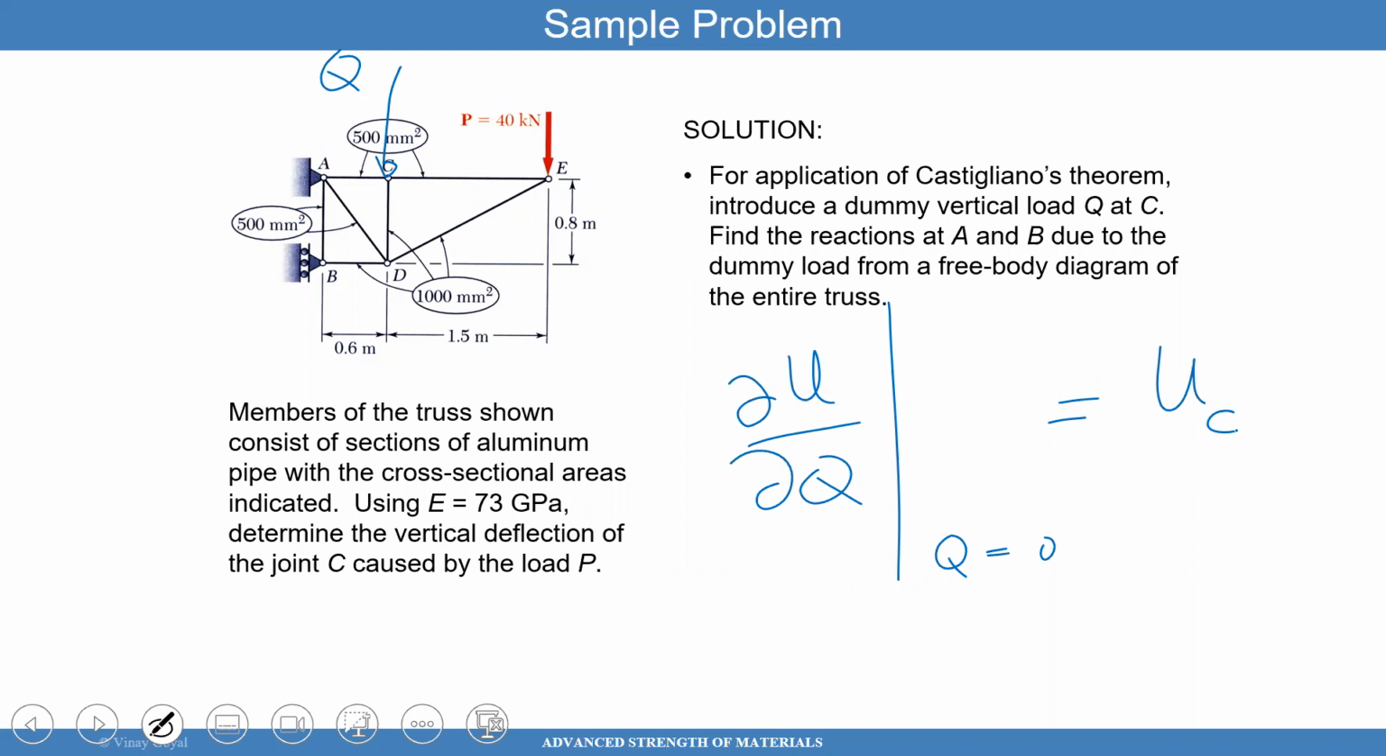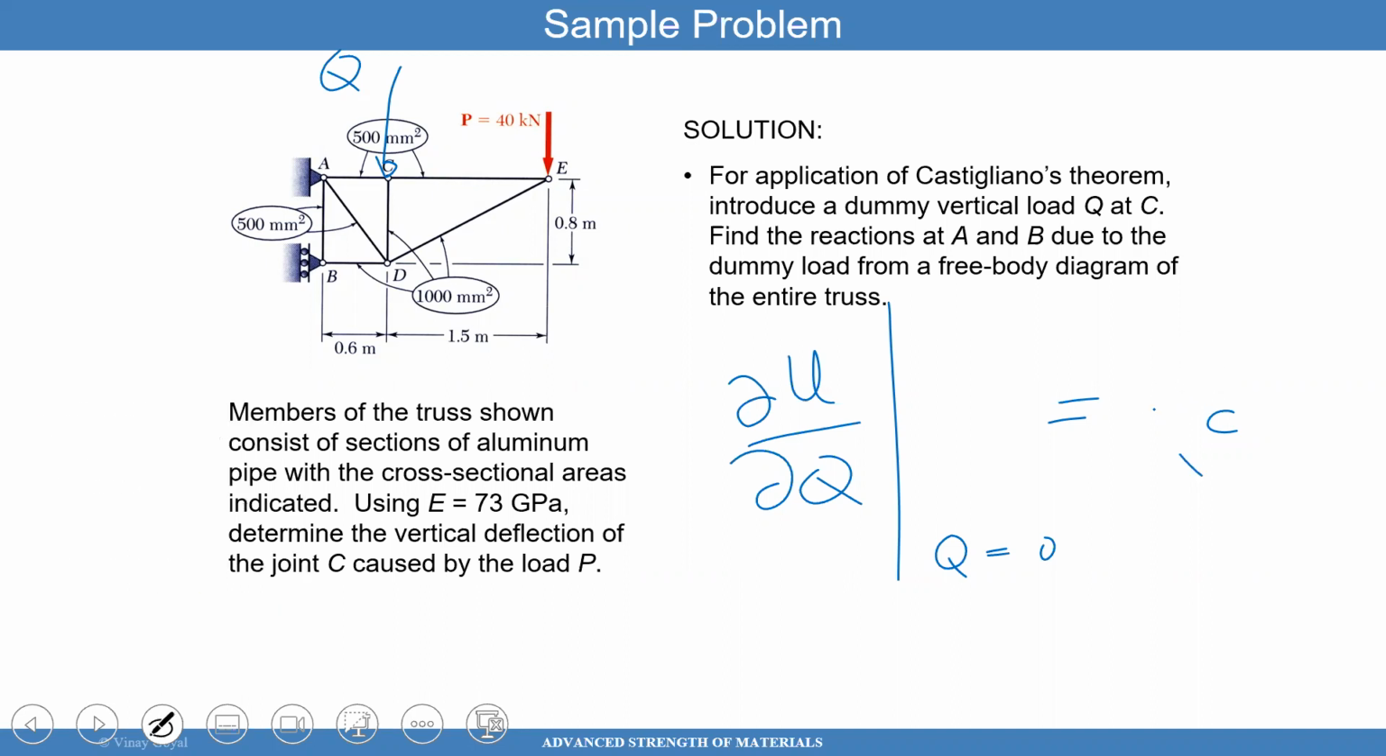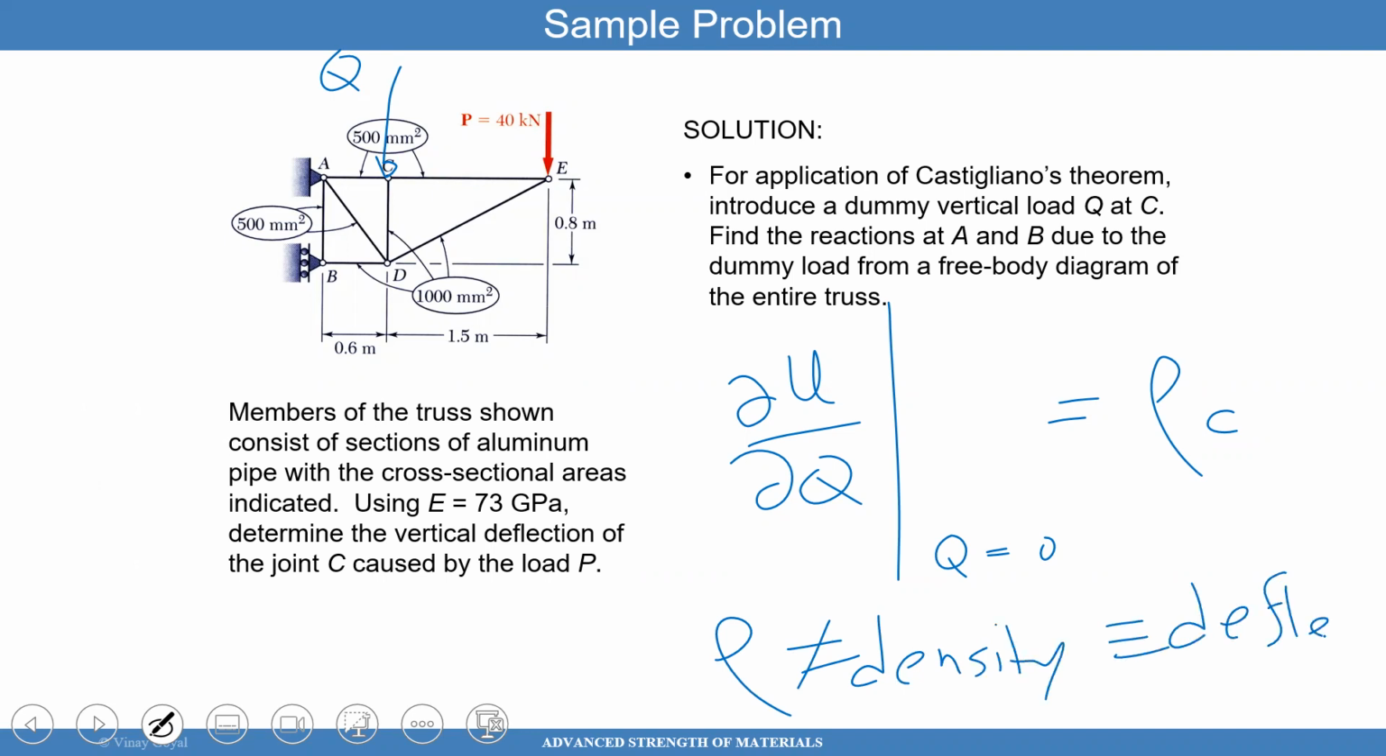Oh, you're right. I should be using a different variable. Let's use rho. And rho is not equal to density. It is deflection. I'm having fun. Okay, does that make sense to you? Do you follow the method?